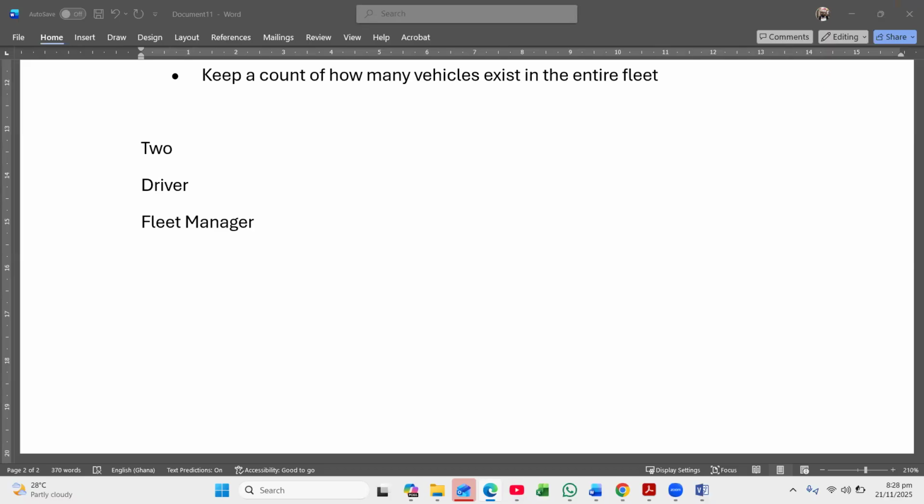Hi. Yeah. Yeah. Okay. So the driver is basically going to be the one to operate the vehicle. In terms of the system. Sir.